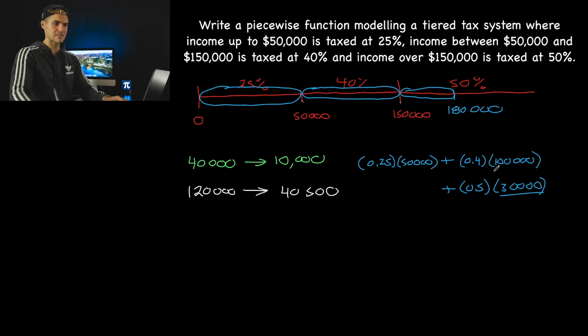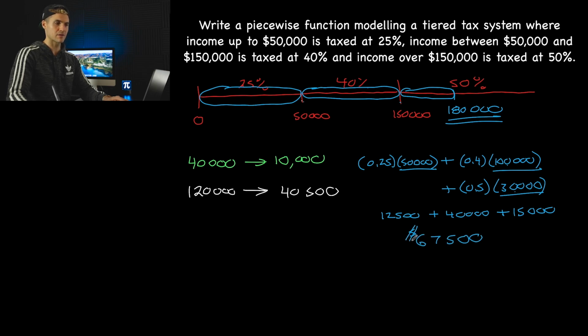So notice if you add these up, 30, 100, 50, you get your total income that we're working with of 180. And so if you add these up, you'll get 12,500 like we did last time. 40% of 100,000 is 40,000. And then 50% of 30,000 would give us 15,000, like that. Okay, so if we add these up, we'll get what? This would be 27,500 plus 40, so 67,500. That's the amount you're going to get taxed if you're making 180,000.